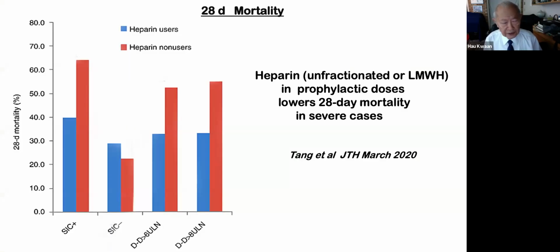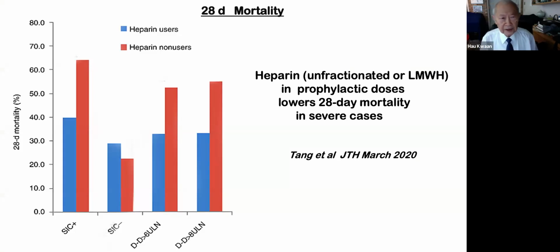They had some significance early on. This is a very early series from China, from Wuhan, showing that the presence of thrombosis has a very severe effect on the 28-day mortality rate.